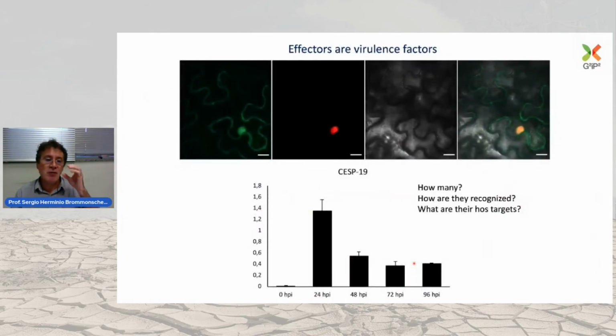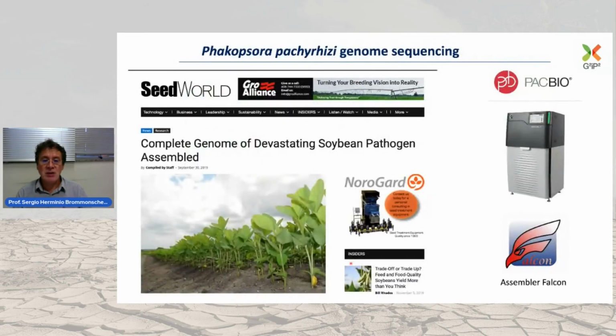Just to give an example of an effector of Phakopsora, this effector is targeted to the nucleus. Here is a fusion with green fluorescent protein. This is a protein that we know is targeted to the nucleus. When we combine them, you see both colocalized, indicating this protein is really targeted to the nucleus. This gene is expressed just 24 hours after inoculation, after the pathogen starts to ingress.